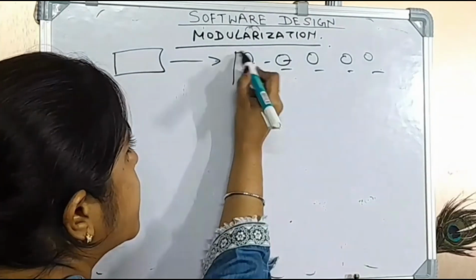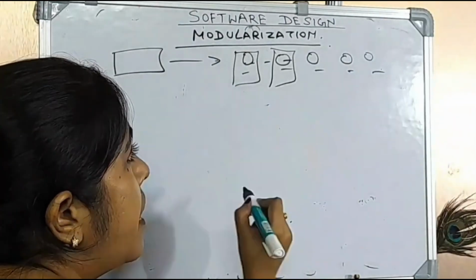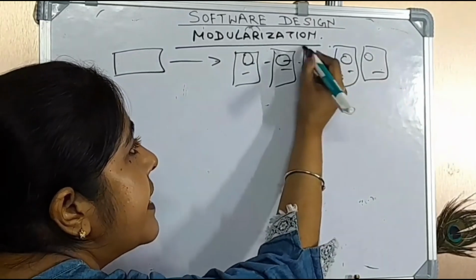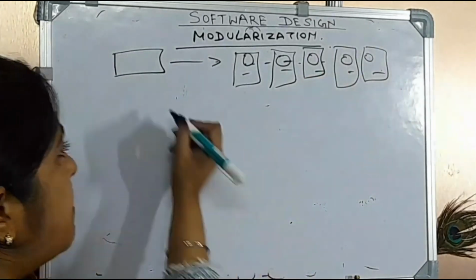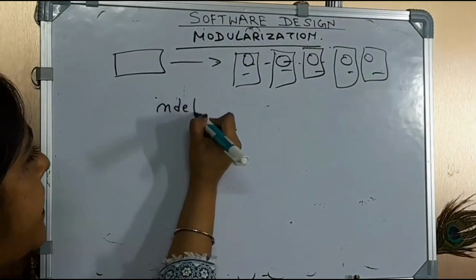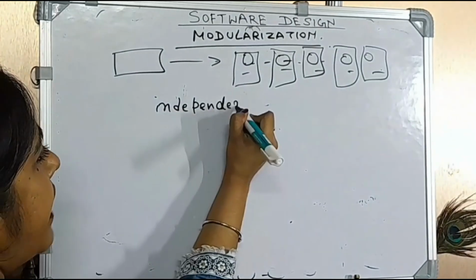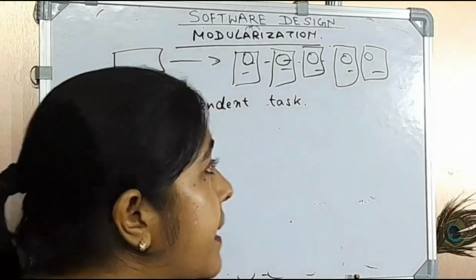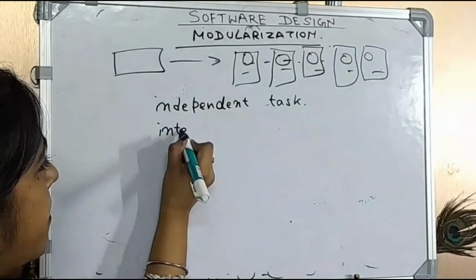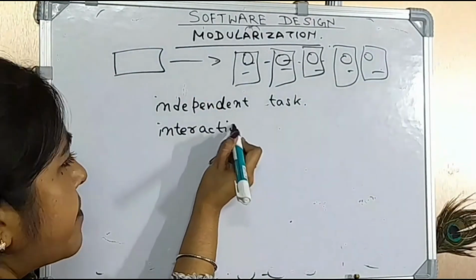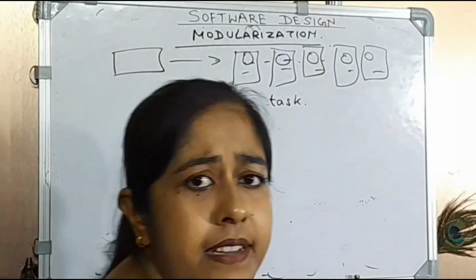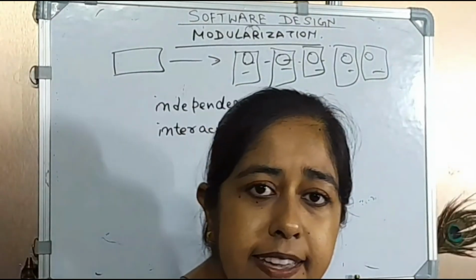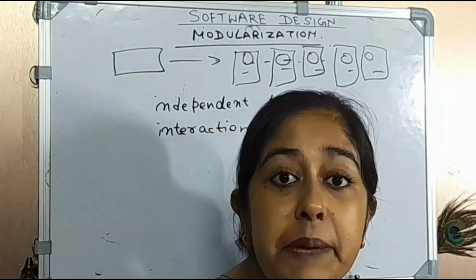This module, suppose it is doing something, and this one is doing something else, but they have some interaction. They are independent in their tasks, but what is the main thing? Interaction. They are doing independent tasks, they are being executed, they are being compiled, everything is done individually, separately.